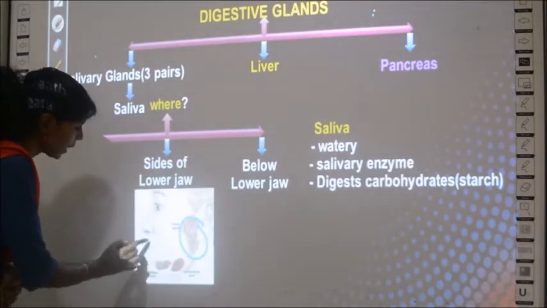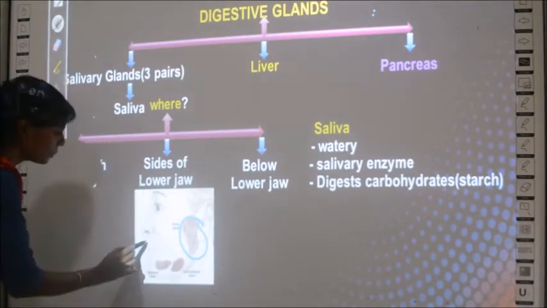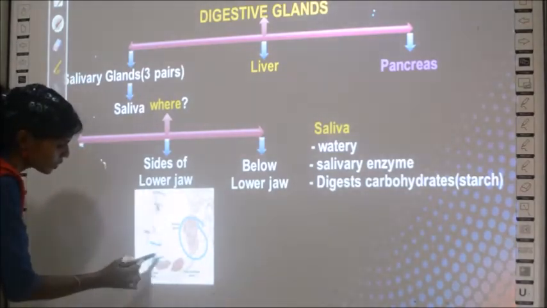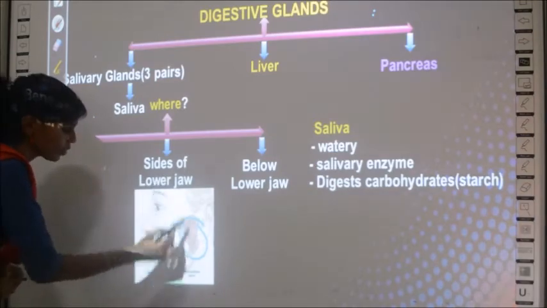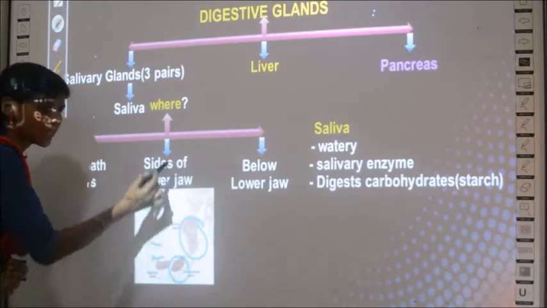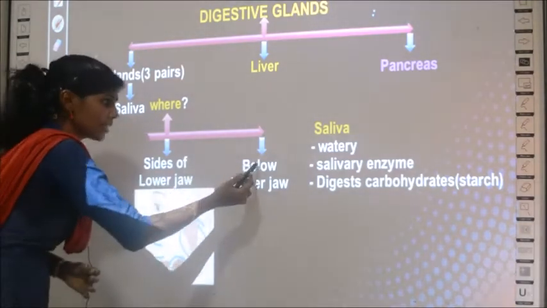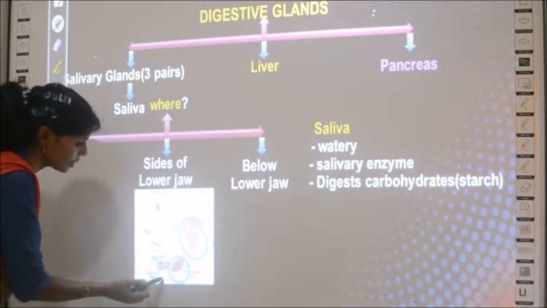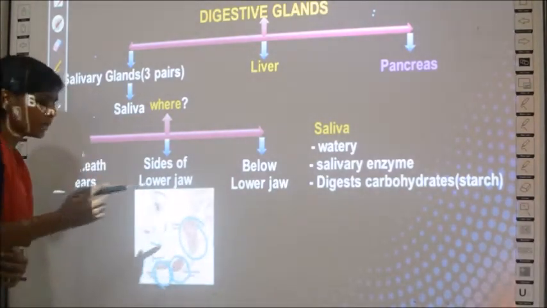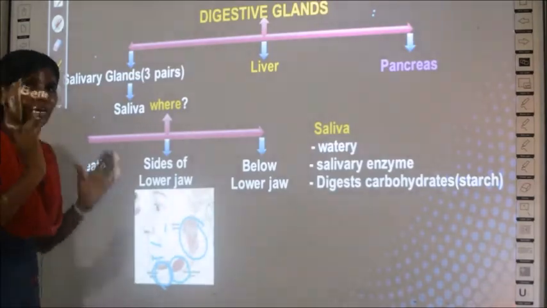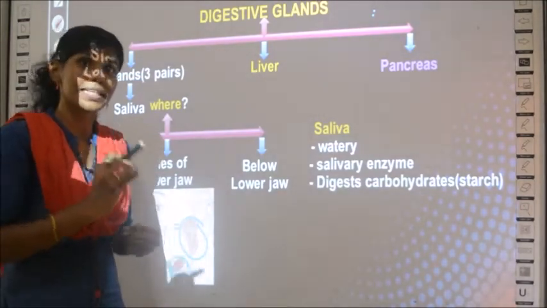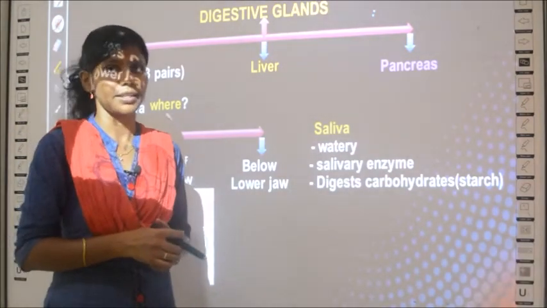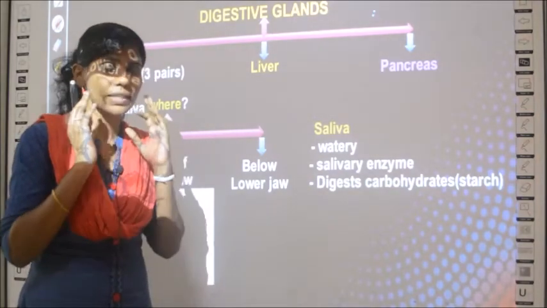So this is the upper jaw and this is the lower jaw. On the sides of the lower jaw you have the second salivary gland, and the third salivary gland is below the lower jaw. You have one here, no? So this is the third salivary gland. From all these glands only saliva is secreted. Okay. So there are 3 pairs of salivary glands.